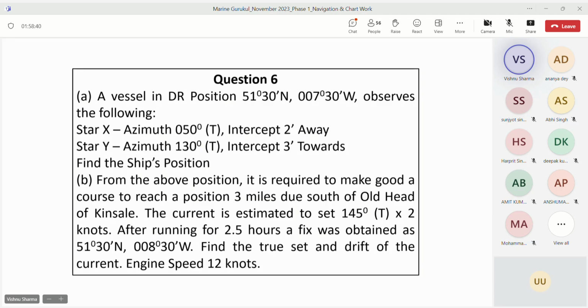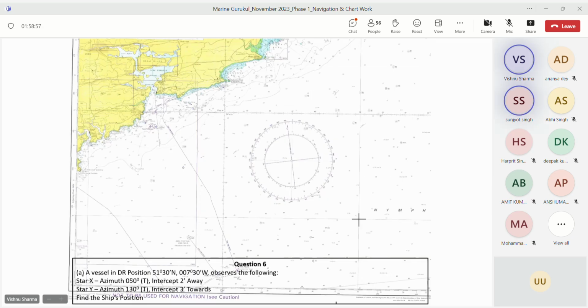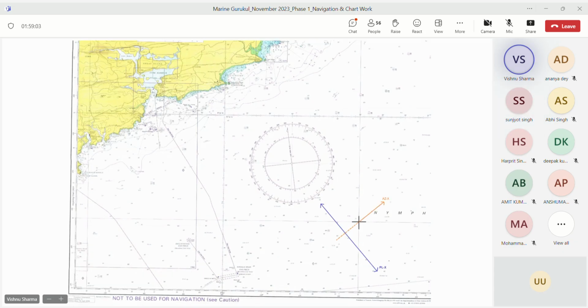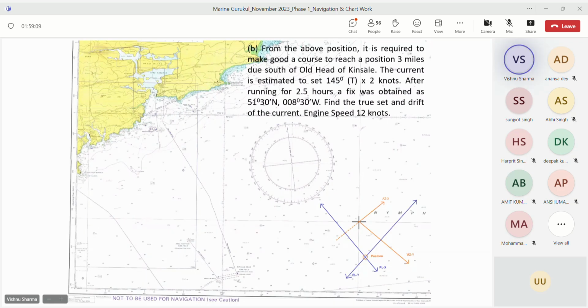Let's look at this one. A vessel at DR position observes star X, star Y, both are intercept. Yes or no? Yes, sir. So both can be done. Very good. So let's plot these points. I don't think there is a problem. The question is down below at the base. That is the DR. We draw the azimuth of X. We draw the PL of X. We draw the azimuth of Y. Now we draw it and we get the position. I don't think there should be any problem in getting the position, and you will transfer the lat and long to the answer sheet. Yes or no, beta? Yes, sir.